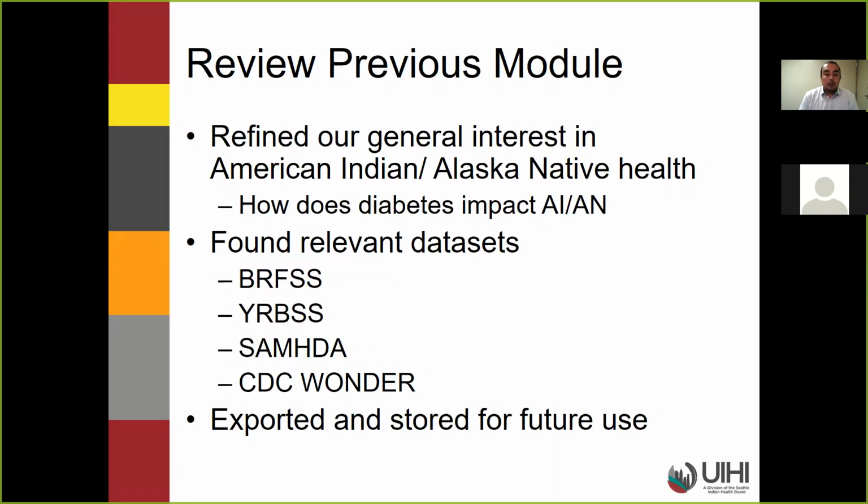So the first module focused primarily on creating and refining a research question. So getting out of this more nebulous space of what I want to help AI and health, to then how can we refine that? We were able to identify that diabetes seemed to be an area of interest, an area for intervention, and then from that, how do we operationalize and define the different aspects of diabetes and quantify its impact on American Indians and Alaska Natives?